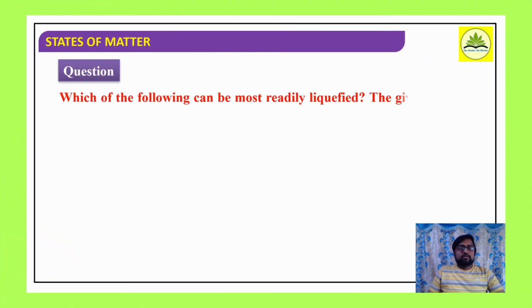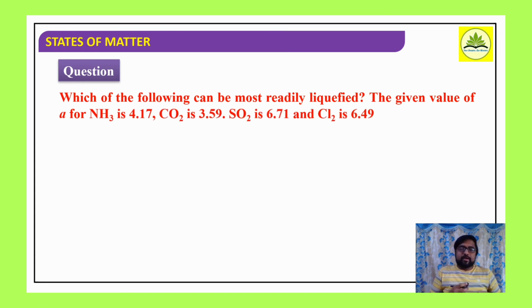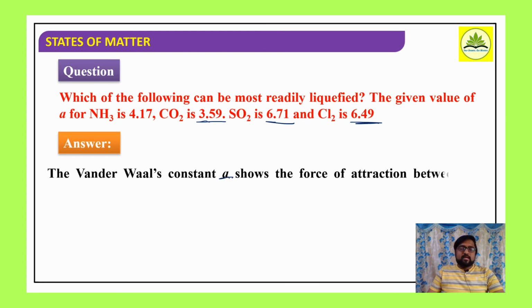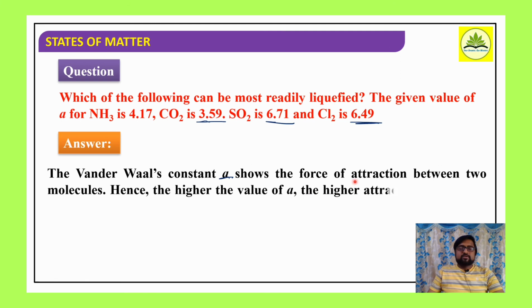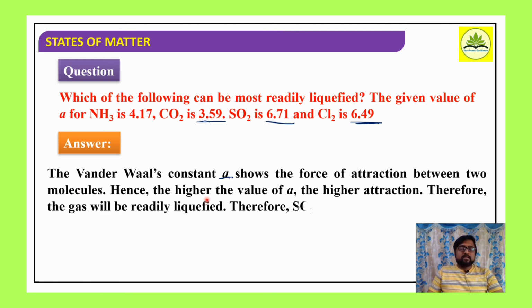Next one: which of the following can be most readily liquefied? The given values of a are: ammonia 4.17, carbon dioxide 3.59, sulfur dioxide 6.71 and Cl2 6.49. Here the van der Waals constant a shows the force of attraction between two molecules. Hence, the higher the value of a, the higher the attraction. Therefore, such a gas will be readily liquefied. Therefore, sulfur dioxide gas will be liquefied easily.